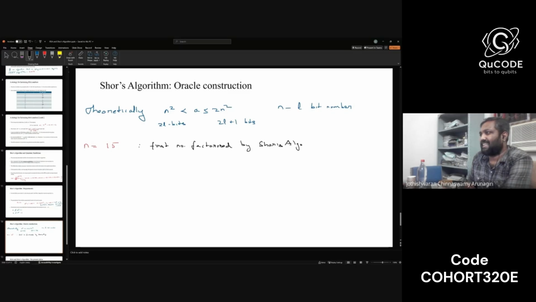So this was done, I think, in 1997, approximately, give or take 1 or 2 years. And this was done on an NMR based quantum computer. I don't know how many of you are aware of this. Just out of curiosity, how many are aware that NMR based quantum computers used to be a thing?